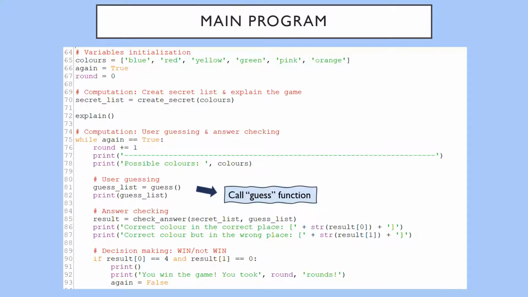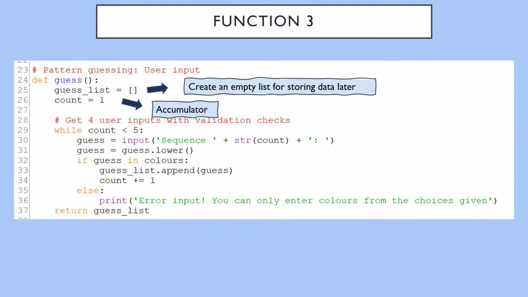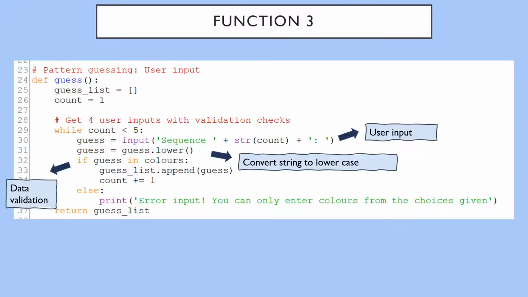After that, we call the guess function in order to get user input for their guessing. In this function, we create an empty list called guess list, and there is also an accumulator to control the while loop below. So this while loop is to get 4 user inputs. Once count is smaller than 5, it will enter the loop. The program will print sequence plus count and ask the user to input the answer they guess. And then the input value will be stored into a variable called guess. Then the guess will be converted into lowercase.